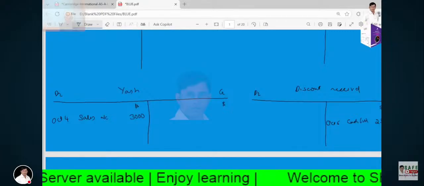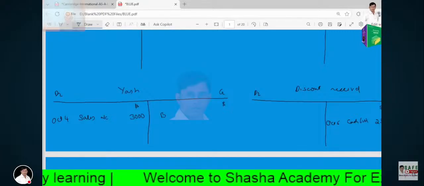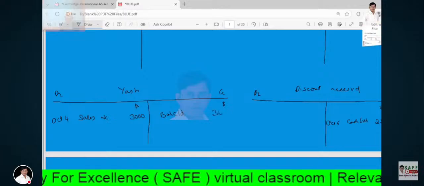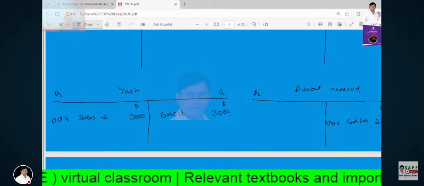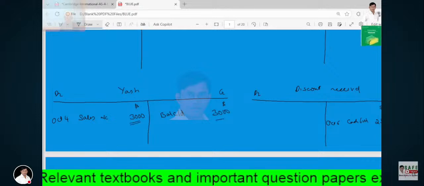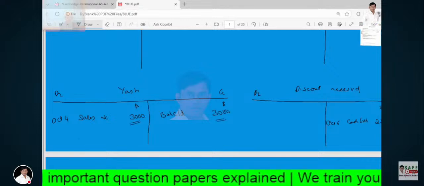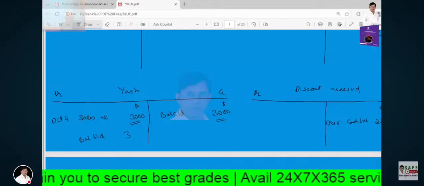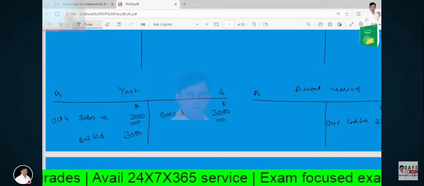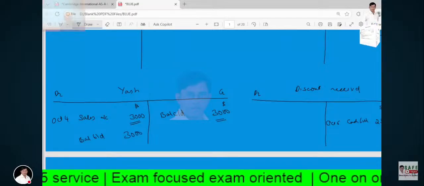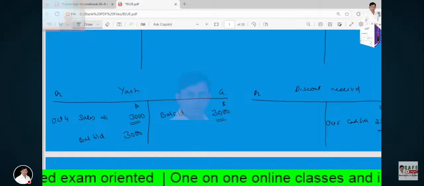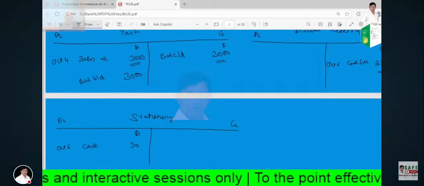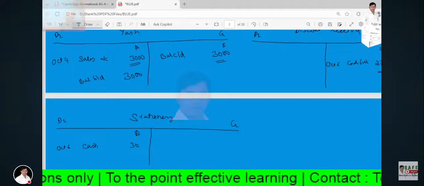Bank account. So balance carried on. Balance carried on is 3,000. So this will be brought down again. Balance brought down 3,000. So discount received is 250. This will straight away go to trial balance. Stationery is 330. This will straight away go to trial balance.